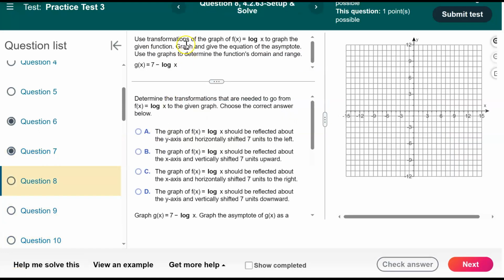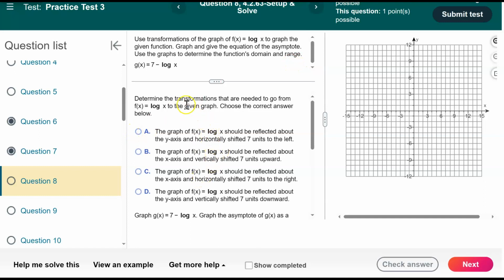So next, this is still in graphing. Use transformations of the graph of log of x. We are going to transform the graph of log of x to determine the functions, use the transformations of log of x to graph the given function. So we're going to graph 7 minus log of x, and then you determine the domain and range of the function.